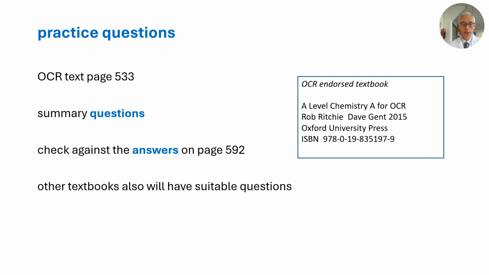It's a good idea at this point to do some practice questions. If you have the OCR endorsed textbook, I suggest page 533. There's one summary question very similar to the problem that I've just worked through, so I'm hoping that will be straightforward. The answers are on page 592, but if you have other textbooks, there will be suitable questions in the appropriate chapters.